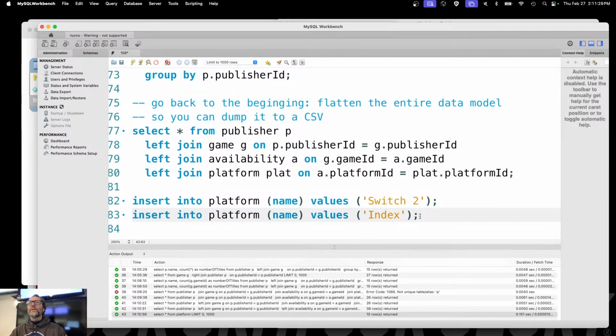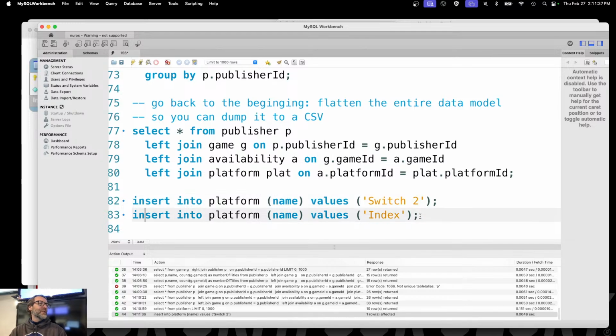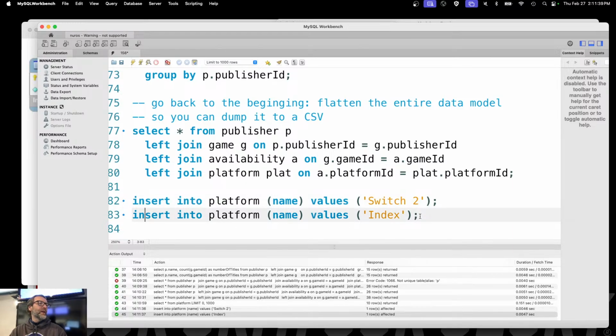Anybody play VR stuff? No? Okay. Not many game players at all? No? All right. So let's go ahead and put in Switch, and let's go ahead and put in Index.